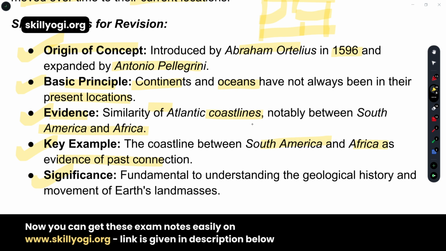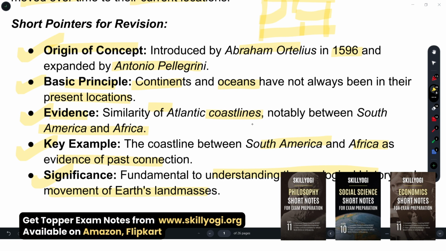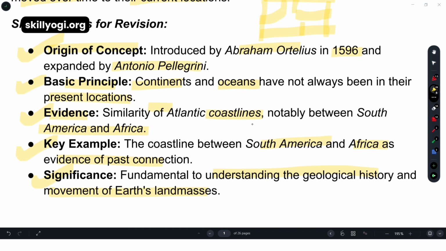And the significance is that it is fundamental to understanding the geological history and the movement of Earth's land masses. The significance, or the impact, of this theory is that we can understand that these continents were merged together, but now they have come apart. That was the significance, or the main points, of this theory.